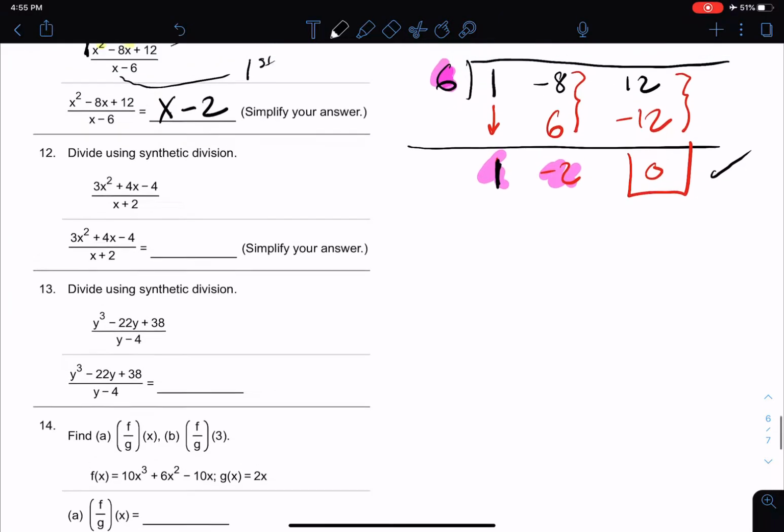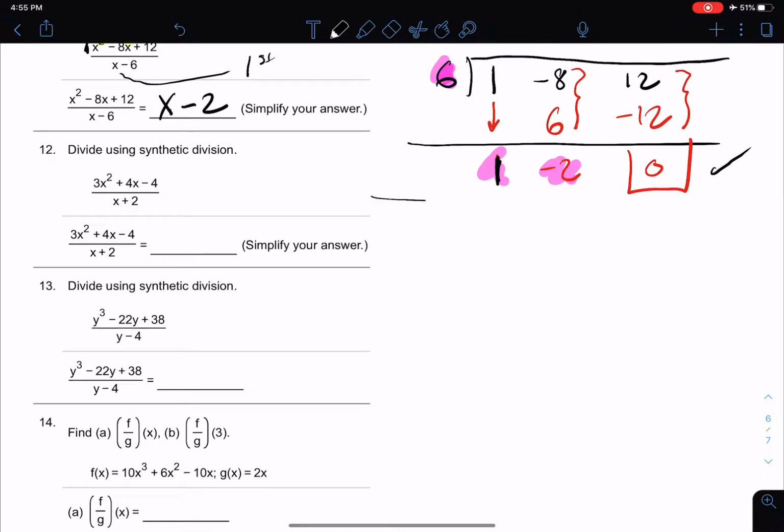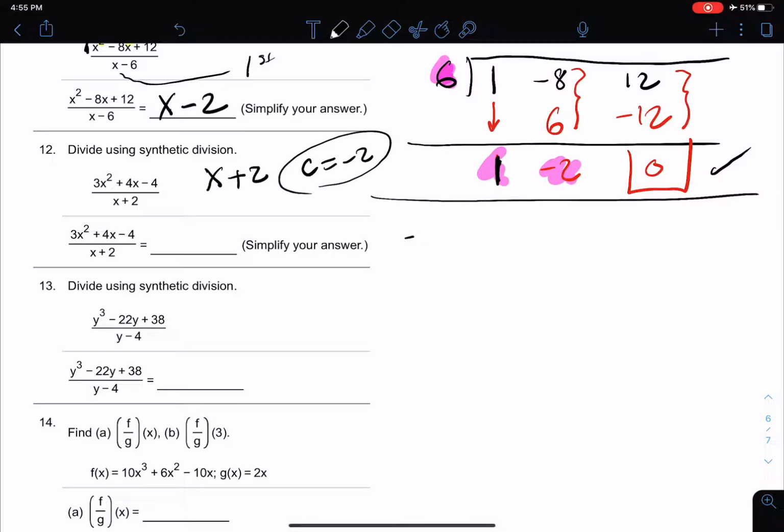Let's do another one. I think I need to be a little more conservative with my space. Let's do this. The denominator is x plus 2. Therefore, our c value is -2. So let's set it up. -2. Let's look at our values.